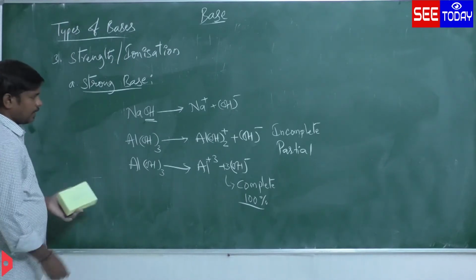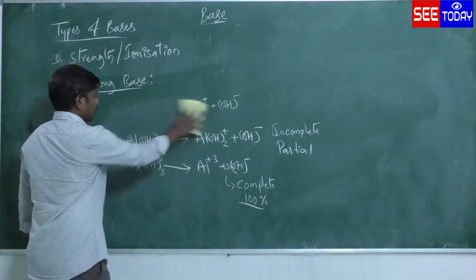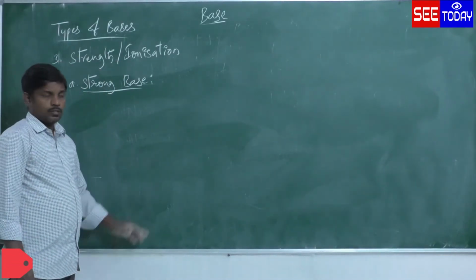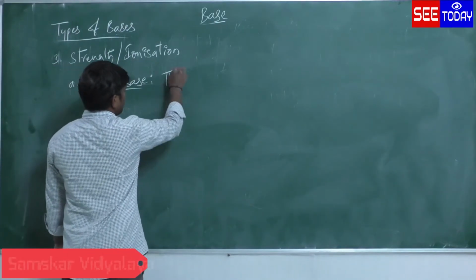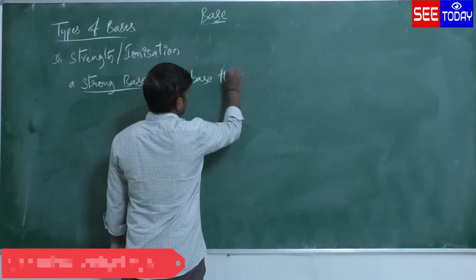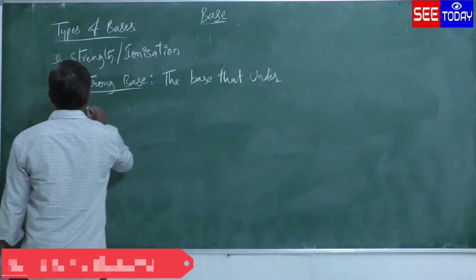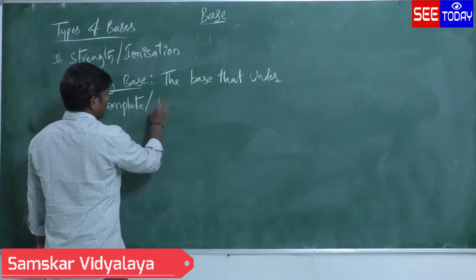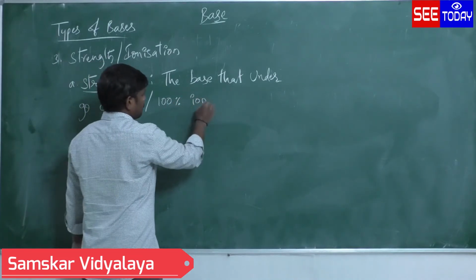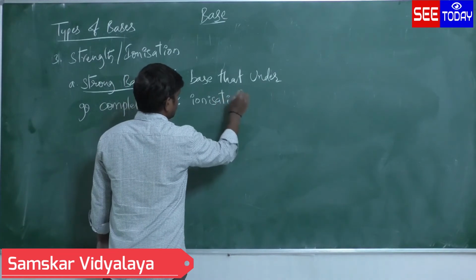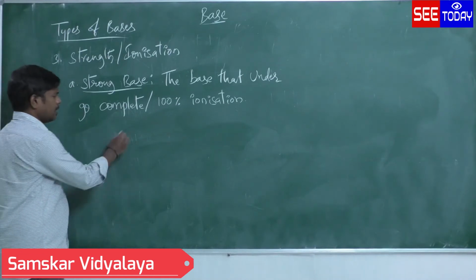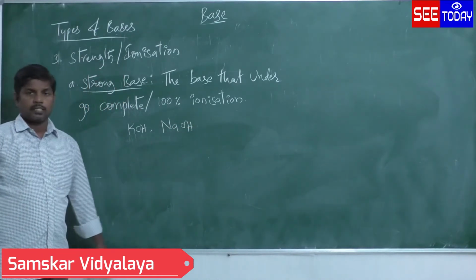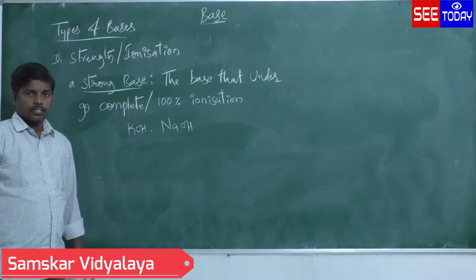This is for your understanding of what is complete ionization and what is partial ionization. To make you understand, I have drawn this, taking the same example, aluminum hydroxide. So what is a strong base? The base that undergoes complete, or we can also call 100%, ionization. Such bases are called strong bases. Mostly potassium hydroxide and sodium hydroxide are called strong bases.